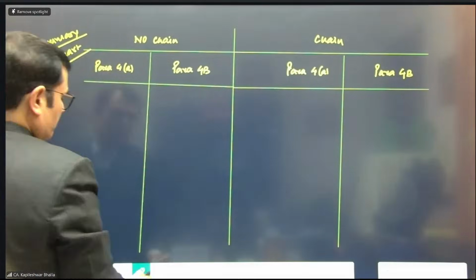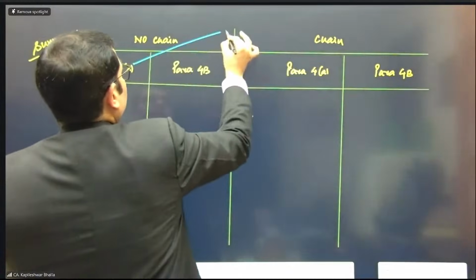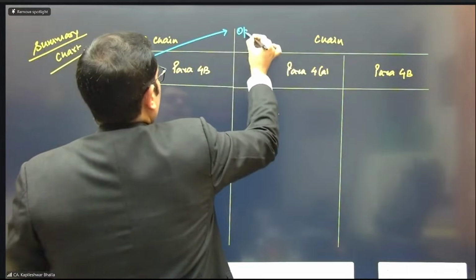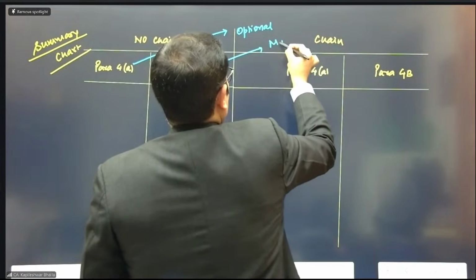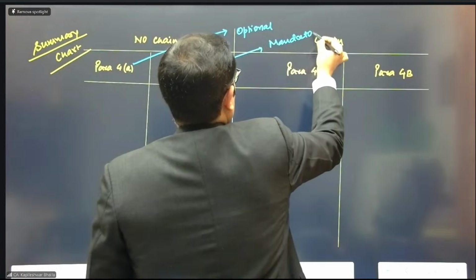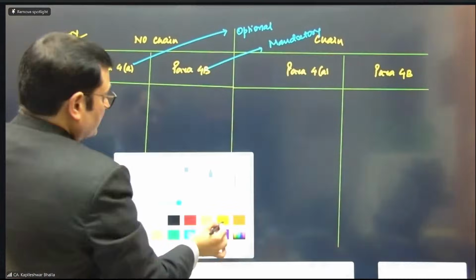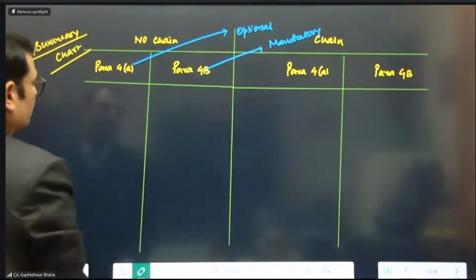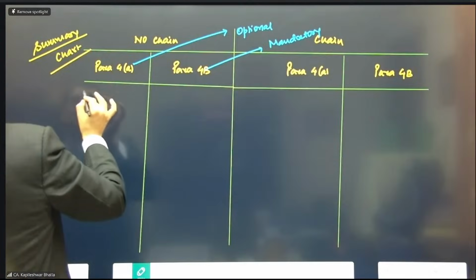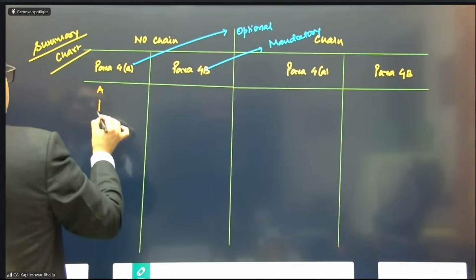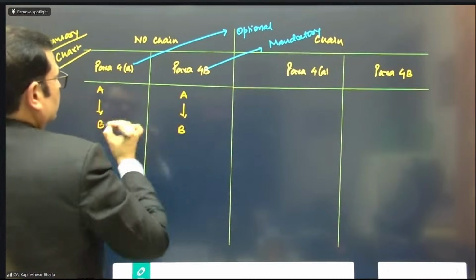One thing I would like to pinpoint at this stage is that para number 4A is supposed to be optional, and para number 4B is supposed to be mandatory. Keep that at the back of your mind. Now let's begin the input and ask you a question. When there is no chain, the example we are considering is that A has got a stake in B.